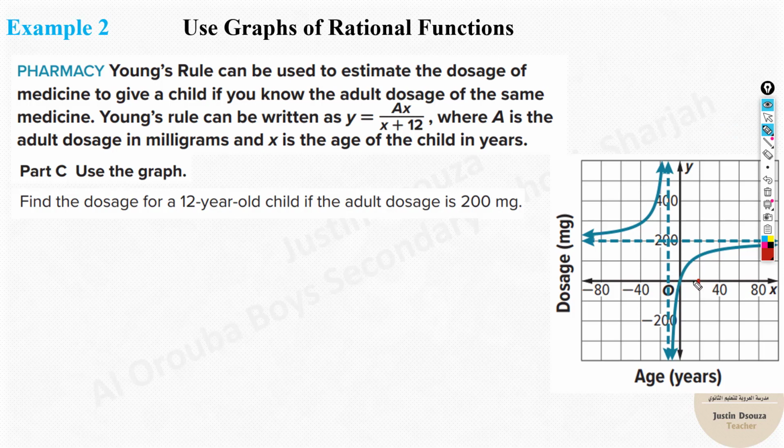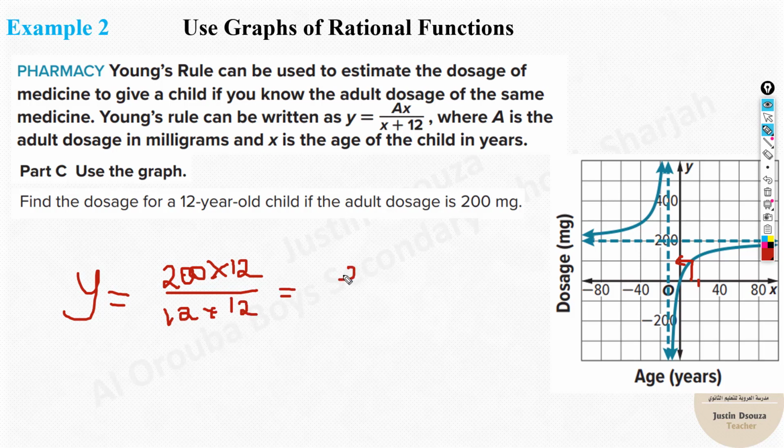Say this is 20, so 12 is somewhere over here. You need to find the value over here. It might be 100 mg. So what you do is just put it in this equation. Y is unknown. We need to solve for 12 years. So 200 into 12 divided by 12 plus 12.